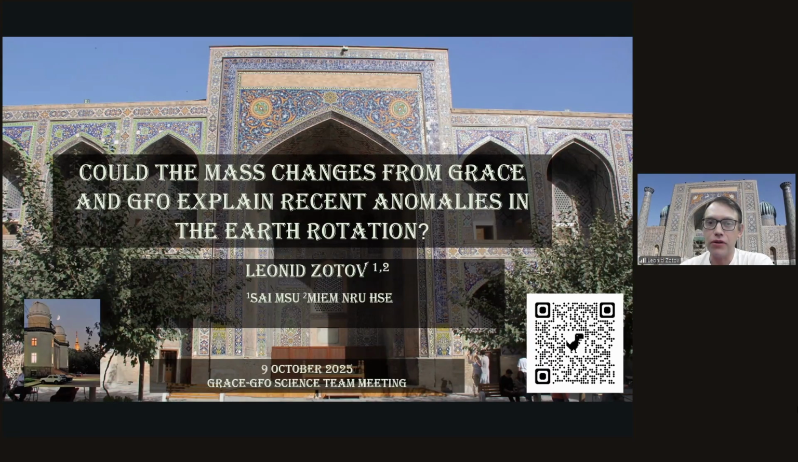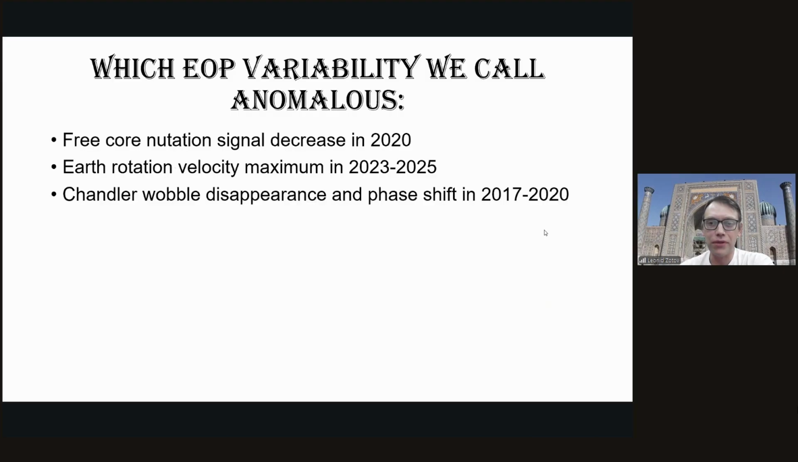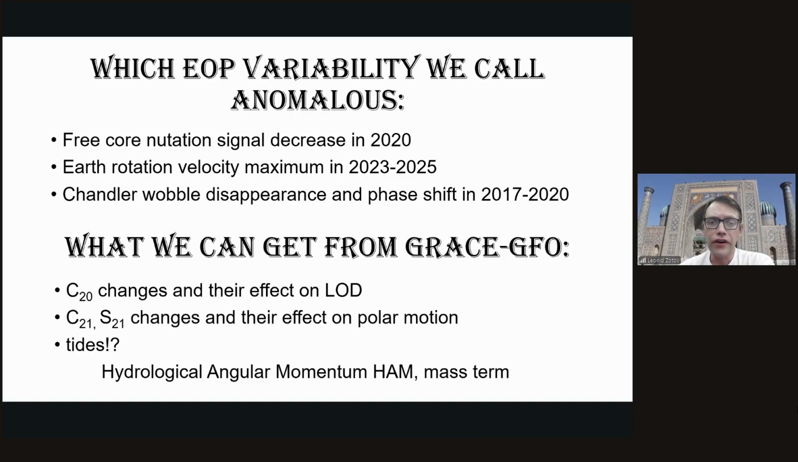I will speak about the usage of GRACE data for explaining EOP anomalies. By anomalies of the recent epoch, I mean the disappearance of free core nutation, the maximum of Earth rotation velocity, and the disappearance of the Chandler wobble. What we can get from GRACE is C20, C21, S21, and what Yolanta calls hydrological angular momentum, and probably tides, which are usually removed.